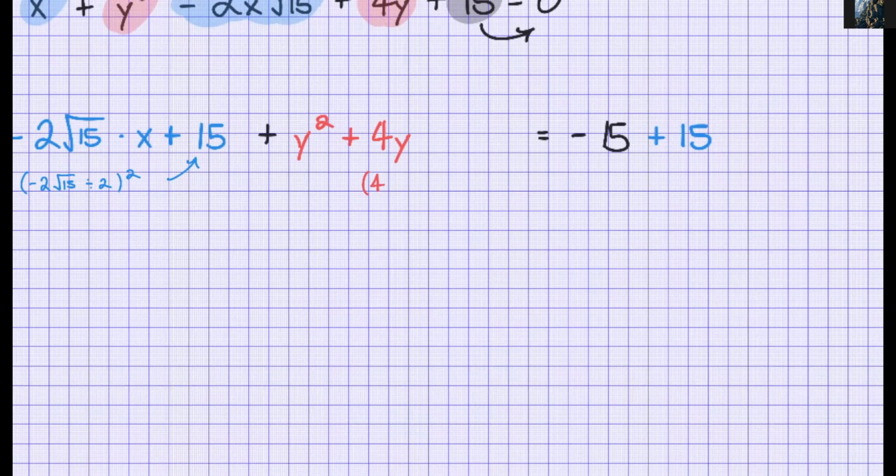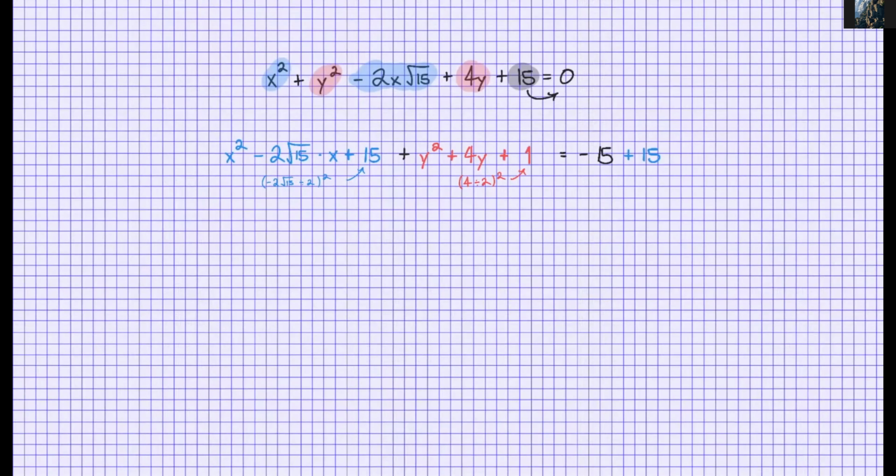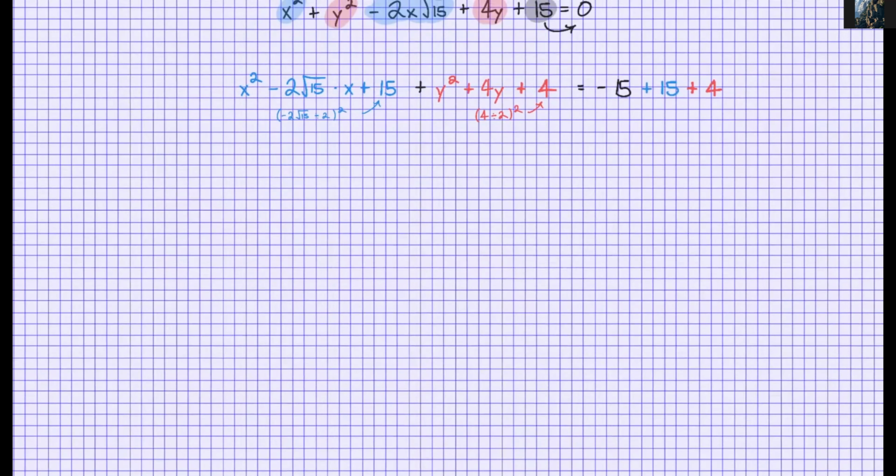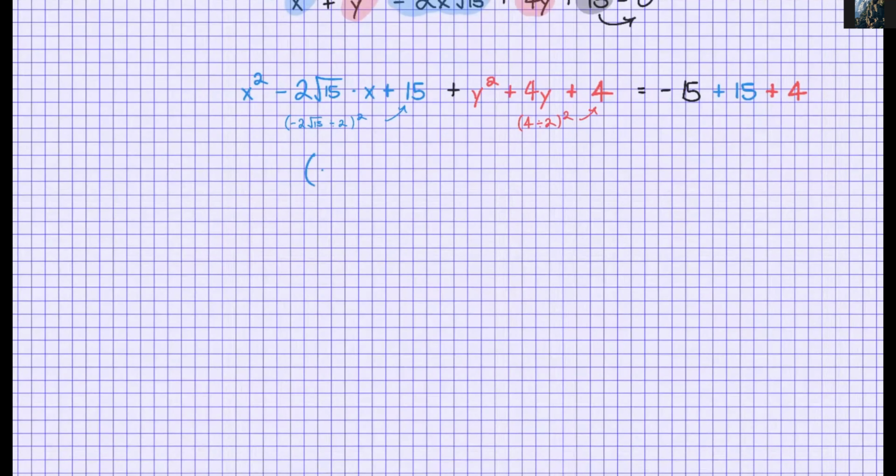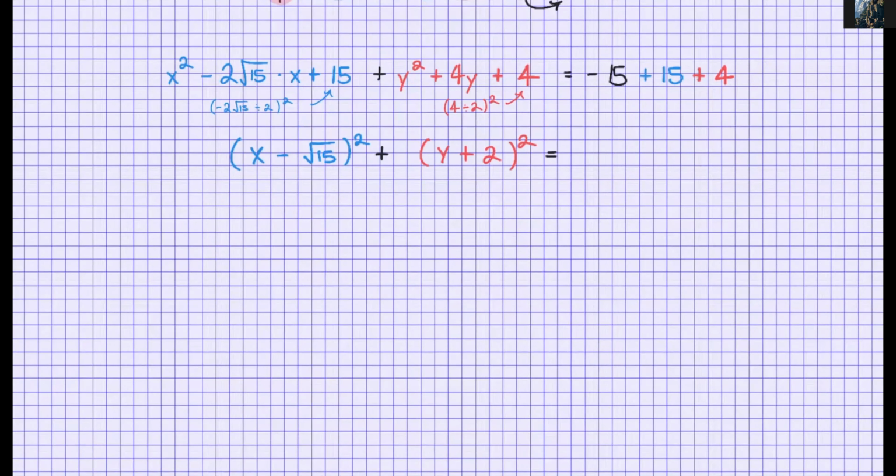Now we do the same in here for the 4. 4 divided by 2 is 2 and squared. This will be 4. So plus 4 in here. So now I can factor. My first term will be x minus the square root of 15 squared plus y plus 2 squared, and this will be equal to 4.